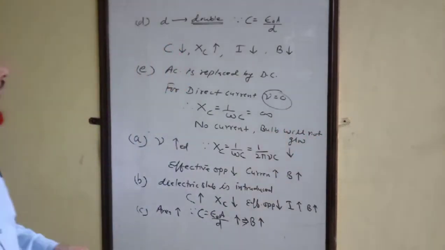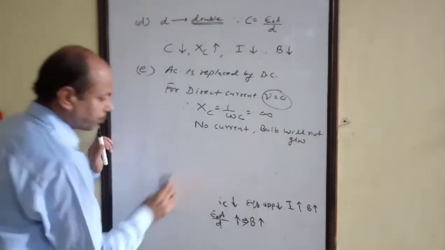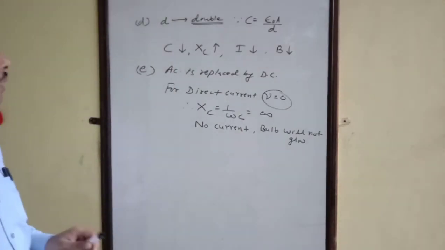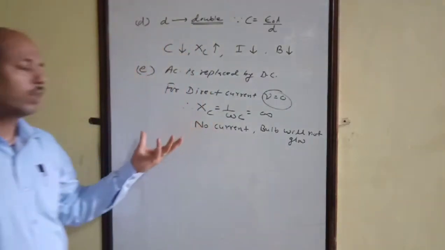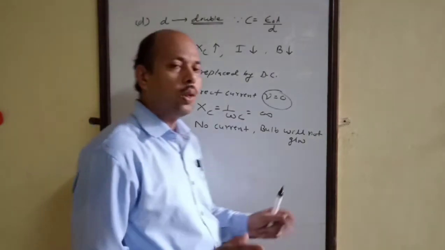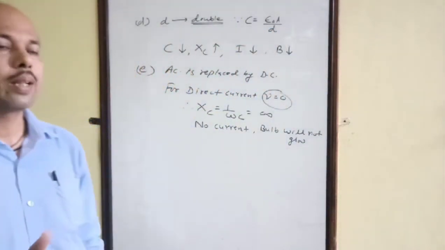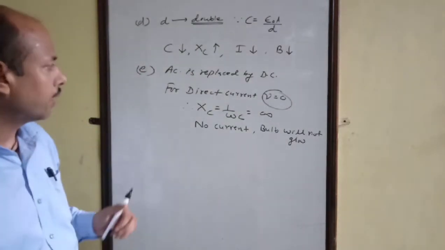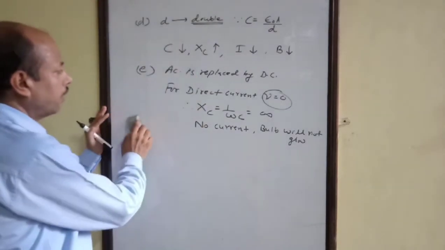So this is the effect of different parameters on the capacitive reactance of a capacitor or inductive reactance of an inductor, depending on the situation. In this question, we have discussed how capacitive reactance changes with different parameters, and consequently it will affect the brightness of the bulb. A similar question we will discuss again. I think you all are able to understand this topic very clearly.